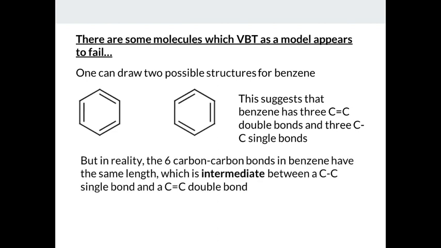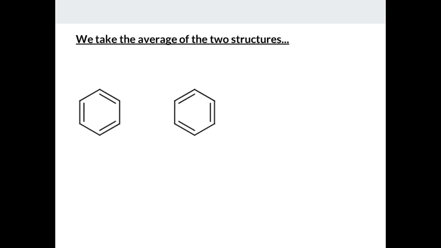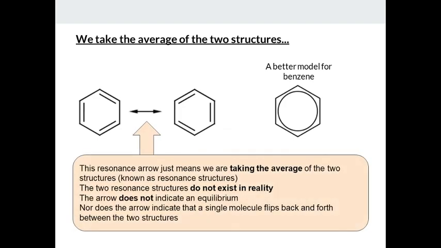But in reality, when we actually do a spectroscopic analysis of the benzene molecule, we realize that the 6 carbon-carbon bonds in benzene have the same length, which is intermediate between a C-C single bond and a C=C double bond. It is as if the real structure of benzene is an average of the 2 structures we have drawn. So we take the average of the two structures to get a better model for benzene. And we draw an arrow between the two resonance structures, meaning we are taking the average of the two resonance structures to form the real structure of benzene.